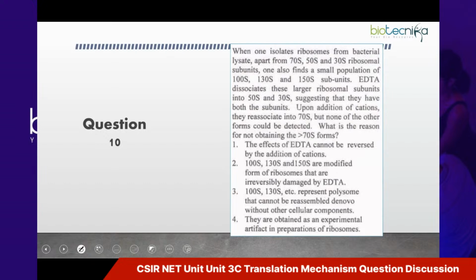Okay, let's see one last question before we have to end the session. I'm just rushing so that we can finish at least 10 questions here.